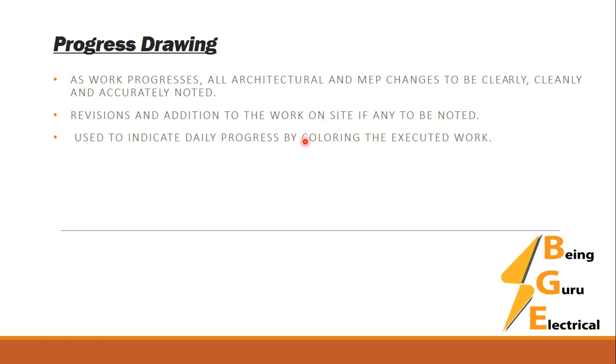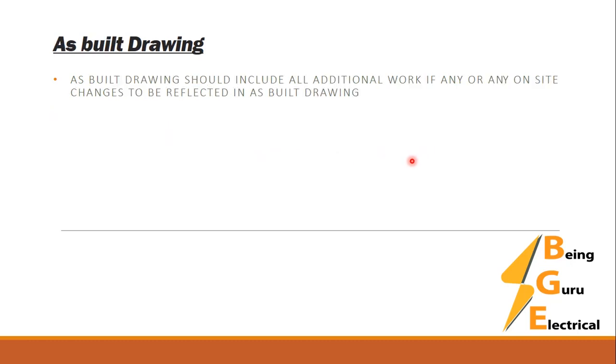Now the final one is the as-built drawings. All the changes, all the shop drawings and the progress drawings are combined after the execution of the work. As-built drawing should include all additional works, if any, or on-site changes. Basically, the as-built drawing reflects the shop drawing, but most of the time work on site cannot be the same as per the shop drawing. There are some changes as per site conditions, so those changes or additional work are to be reflected in the submission of as-built drawings.